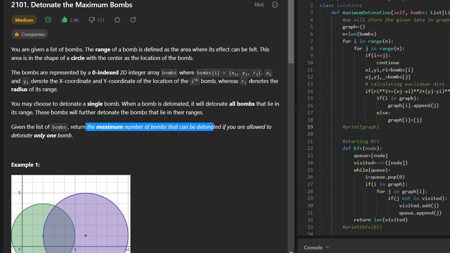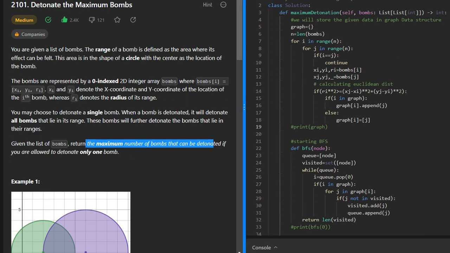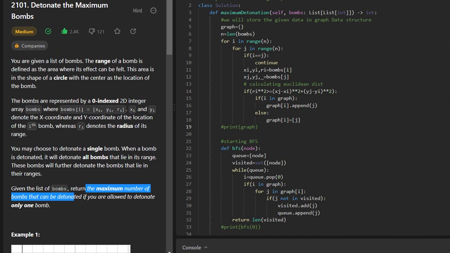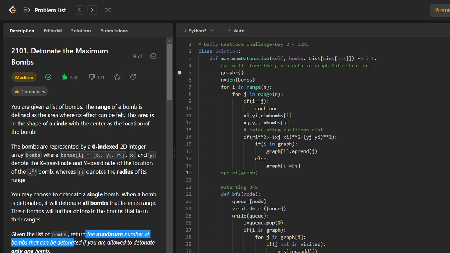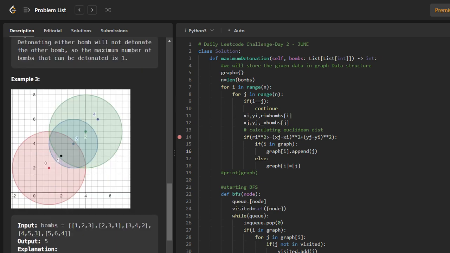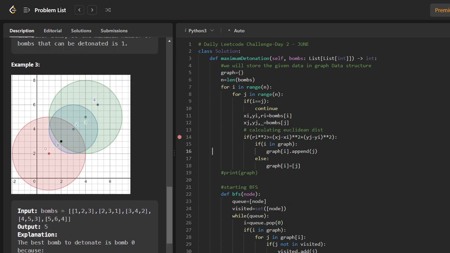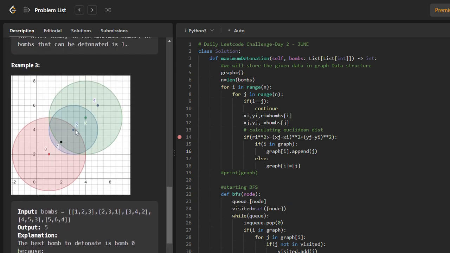So I will explode one bomb. It will lead to explosions of other bombs within its blast radius. Like that, how many maximum blasts can we do? That is the question. Let me tell you this very briefly. I am going to use the graph data structure for storing it. In this case, as you can see, the blast of red will lead to blast of blue, so I will store them as a graph. That means for this node I will create a directed edge towards the blue node.